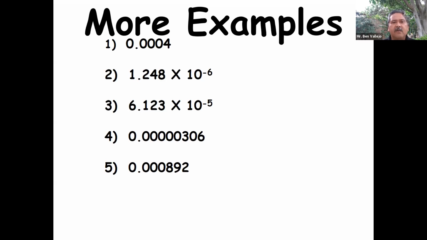All right, so let's take a look. What'd you get? And hopefully for number 1, you can see it's a really small number just looking at it, so you know it's going to be a negative exponent. And it looks like you move it over 4 times, so it's going to be 4 times 10 to the negative 4.